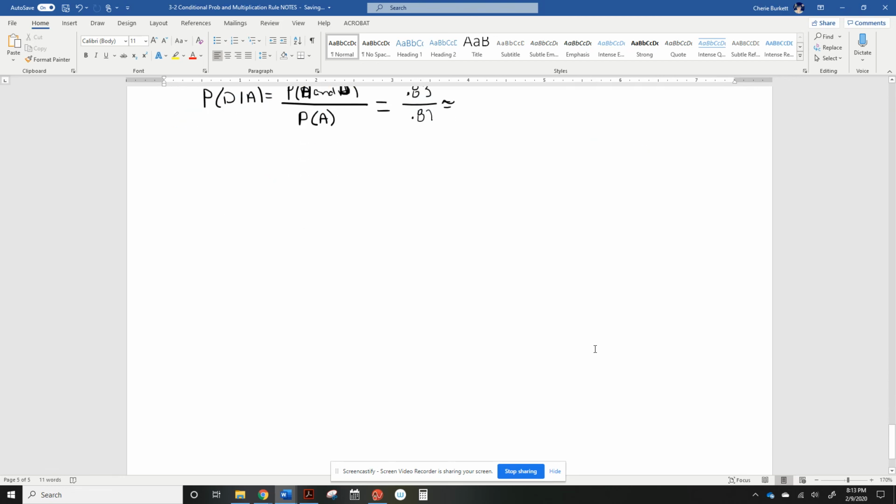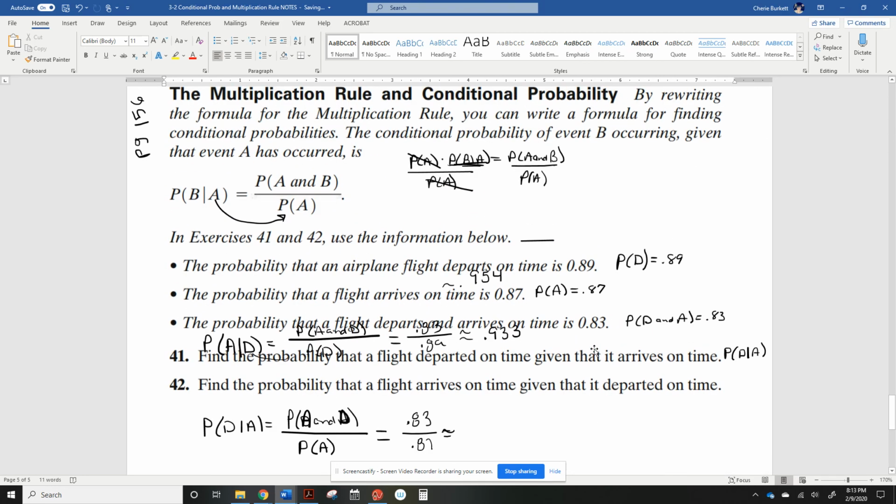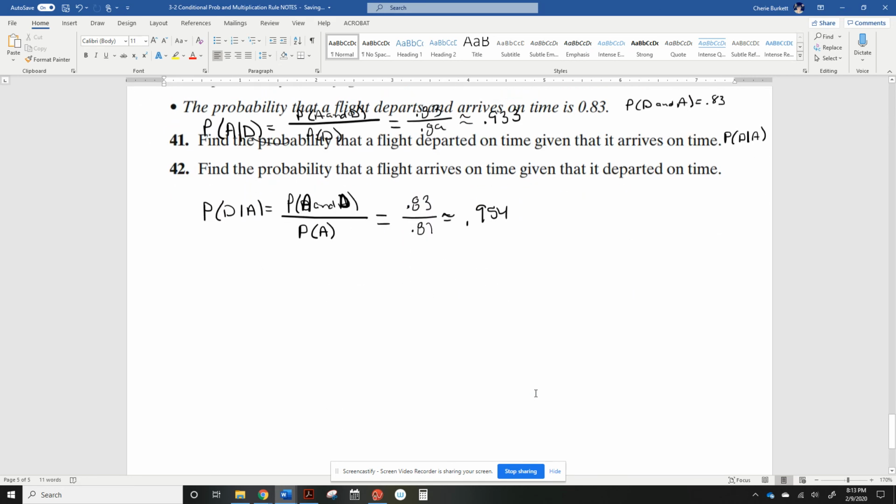Did I? Oh, I think it moved. Yeah, some of my writing moved. I was like, didn't I answer that? 0.8387. That was 0.954. Oh, and yeah, that one moved up there. I don't know why it moved. But anyway, so there it is.